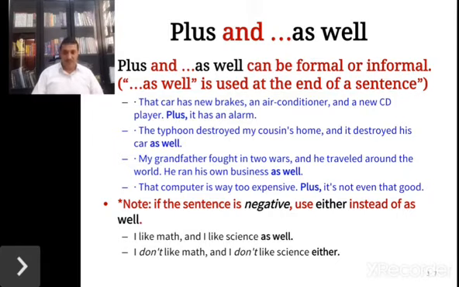Here notice, there is a note. If the sentence is negative, use "either" instead of "as well." Okay, I like math, I like science as well. But when it is a negative statement, I don't like math, I don't like science either, not "as well." Okay, pay attention to this point.